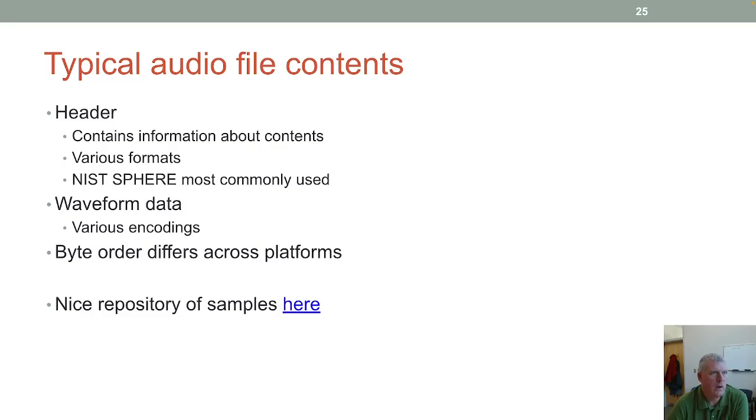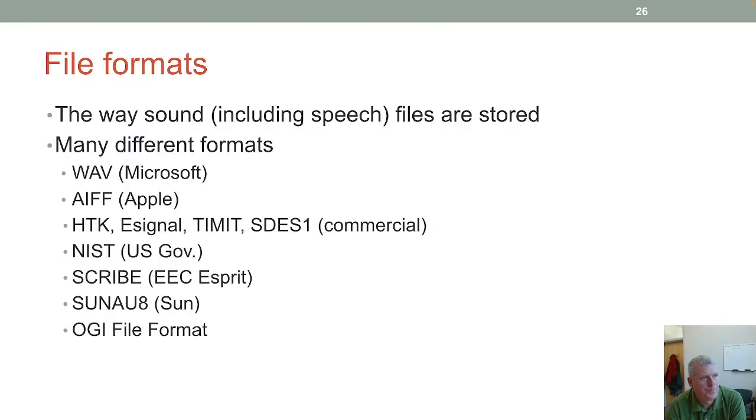Typical audio file content. So you often have a header, which contains information about the sound file, and it may give information about encoding, and also byte order can differ across platforms. That is Windows computers versus Mac versus Linux. Okay, and some of the most common file formats dealing with speech processing are WAV. We'll see WAV a lot. You've probably already seen WAV in other classes or elsewhere. AIFF is Apple's kind of proprietary format, and there are other formats that you will see in this class.